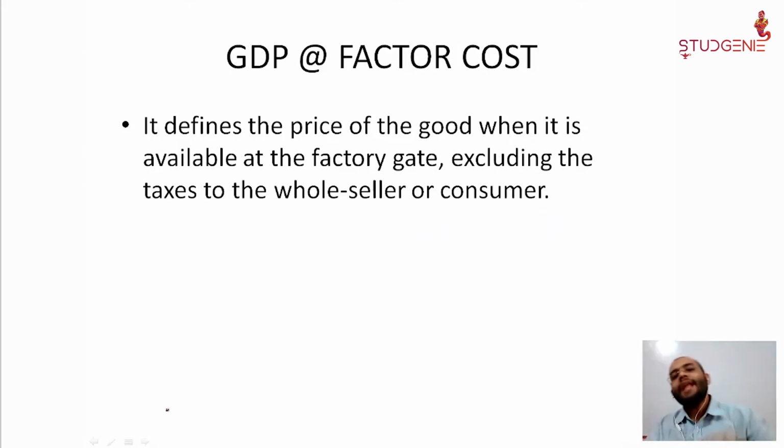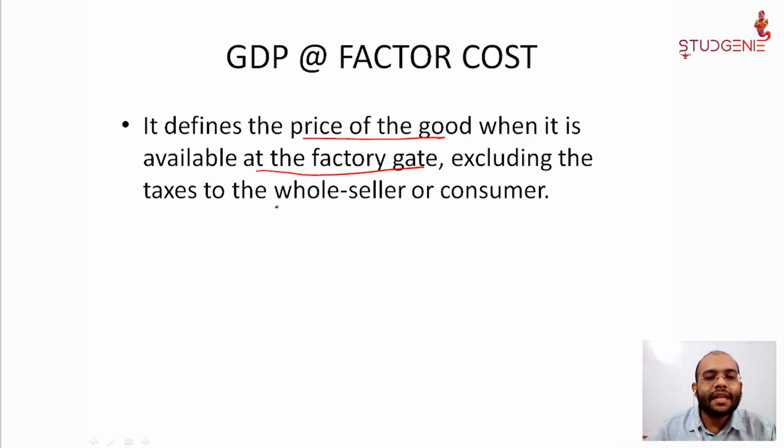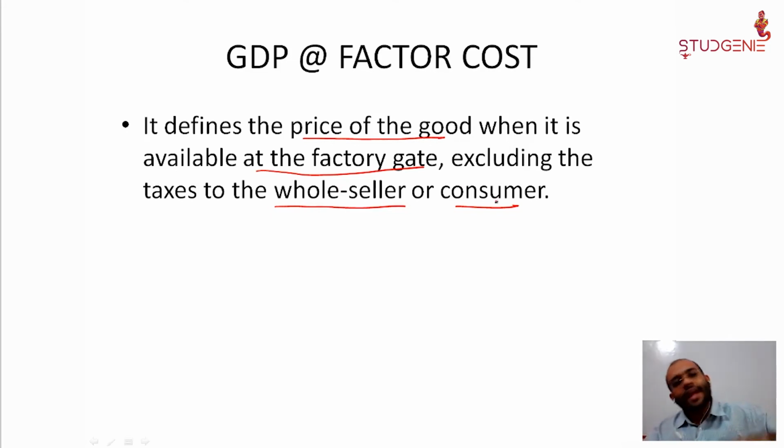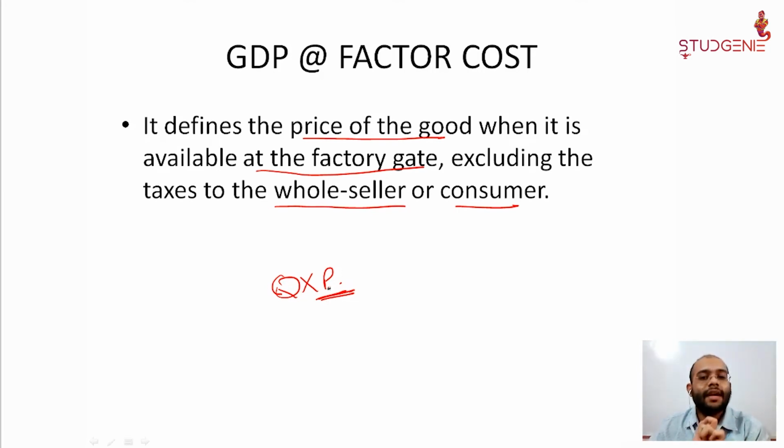Remember this. Now we will find out GDP at factor cost. It defines the price of a good when it is available at the factory gate, excluding the taxes to the wholesaler or consumer. The factory procured raw material, produced the goods, and the good is available at the exit gate of the factory. That particular price, when taken into account for calculation of GDP, means GDP is nothing but quantity into price. So quantity is taken and the price available at the exit gate of the factory is taken into consideration, then this would be said as GDP at factor cost, right? Because what is GDP at market cost? We will look into it.